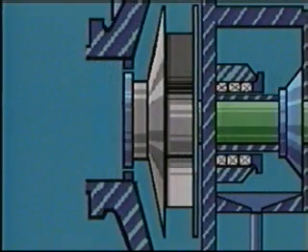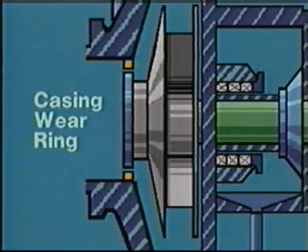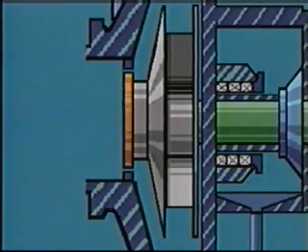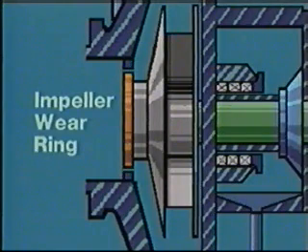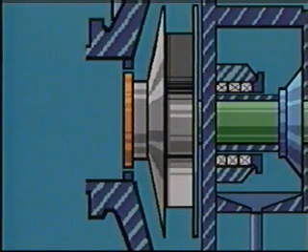When wear rings are attached to the casing, they're called casing wear rings. These are called impeller wear rings. They're fitted to the impeller. Some centrifugal pumps are fitted with both casing and impeller wear rings.